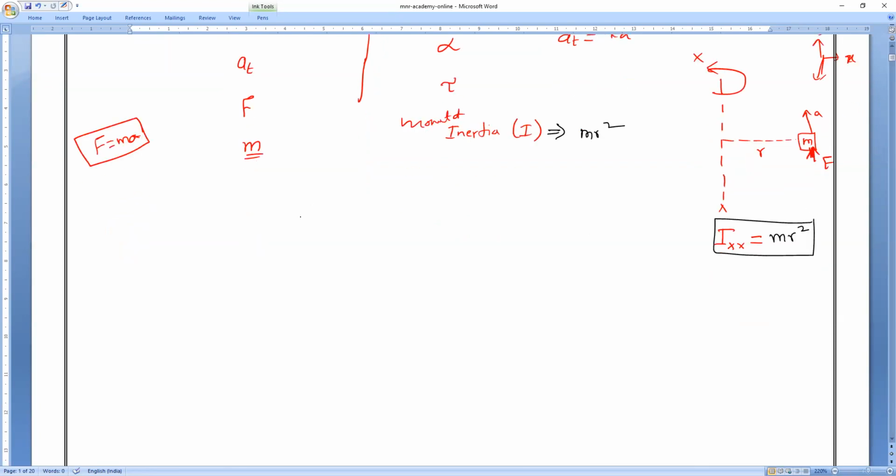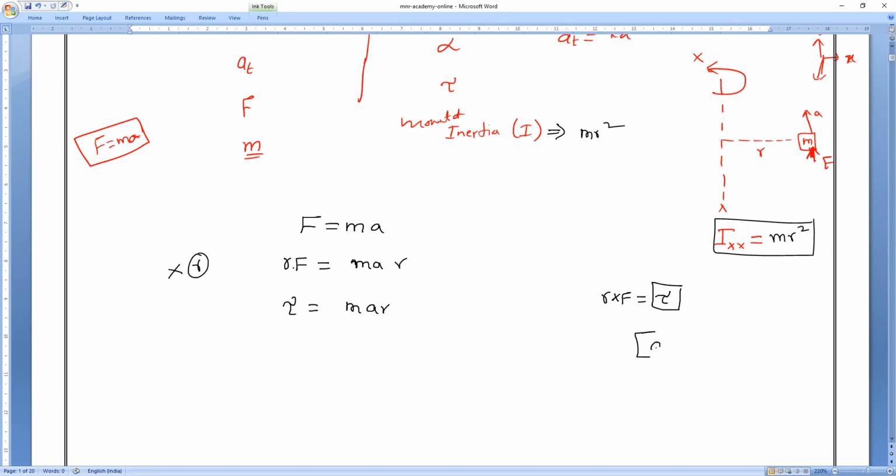If you want to derive it, we all know force is equal to mass into acceleration. Multiply both sides with R. Then R into F is equal to m into a into R. We all know that R into F is equal to what, everybody? Torque. So torque is equal to m into a into R.